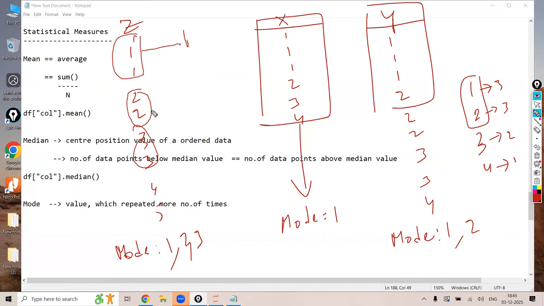Sir, 2 was repeated. No, sir. Every repeated value is not the mode. Which one is repeated more? The most. The top number of times, whichever one was repeated the most, only that one will be considered as the mode.